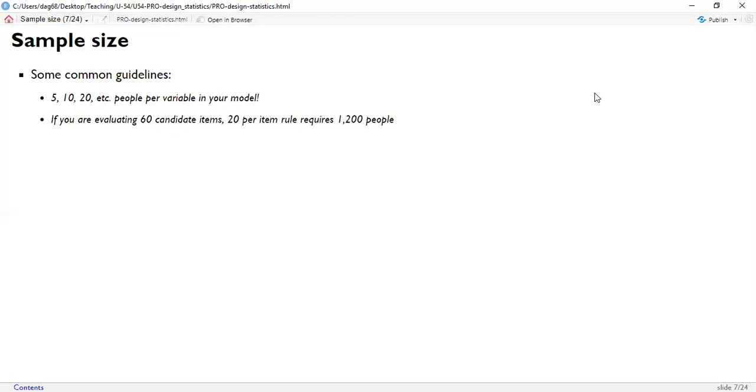So if you have 60 candidate items that you're evaluating, which is not uncommon, and you use the 20 per item rule, then all of a sudden you're required to have 1,200 people or more. And that might be necessary for a lot of uses, but in reality, there's a lot of studies that don't have access to that large of a population or sample, or can't afford to collect data from 1,200 people once they factor in that they need to pay incentives, pay for postage or programming of a survey instrument, things like that.